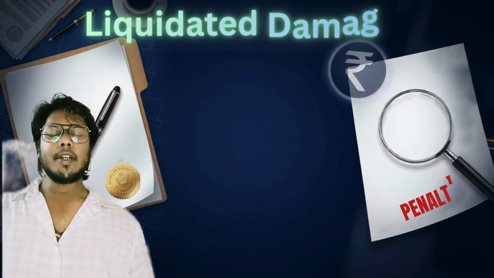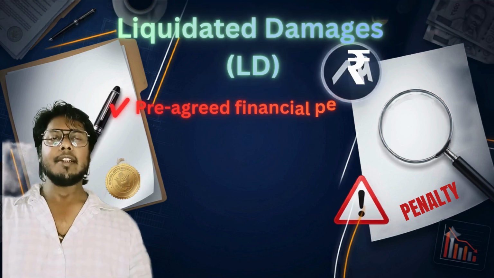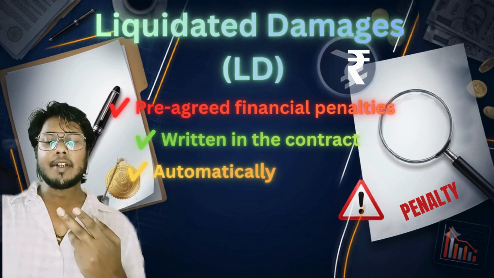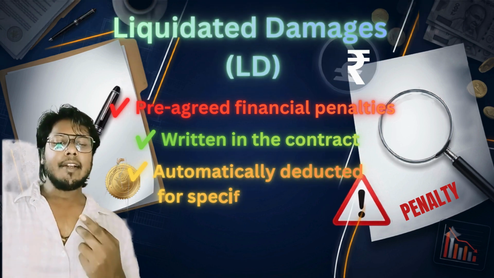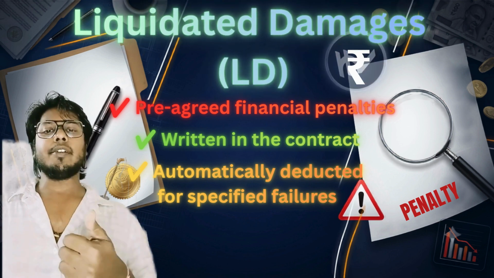Liquidated damages, commonly called LD, are pre-agreed penalties included in the tender. If you delay completion or fail to meet certain contractual obligations, the client can deduct these amounts from your payment without negotiating a new penalty.